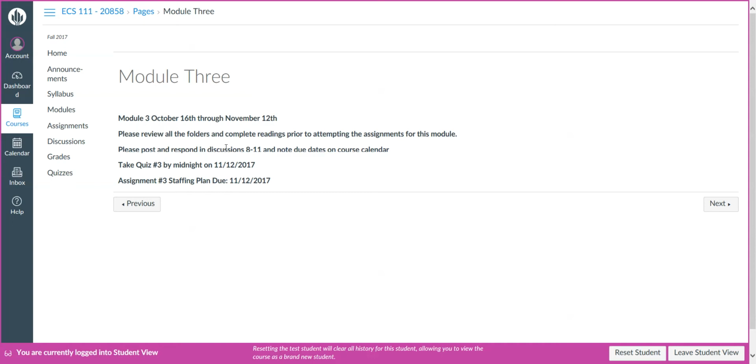There are discussions 8 through 11. So actually that means we go through chapter 12. That's correct. And then you've got a quiz at the end, and you have a staffing plan at the end. Know that all those items aren't due for quite some time, and I'll be introducing them in the module as the time gets closer.